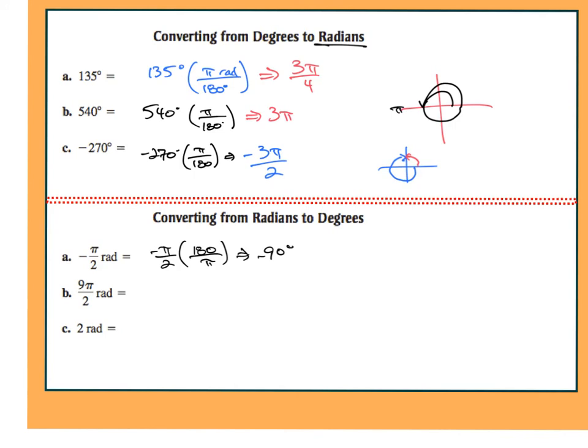All right, this next one. I have 9 pi over 2 radians. So what do I multiply by? 180 over pi. So what do we get here? We get 810 degrees.